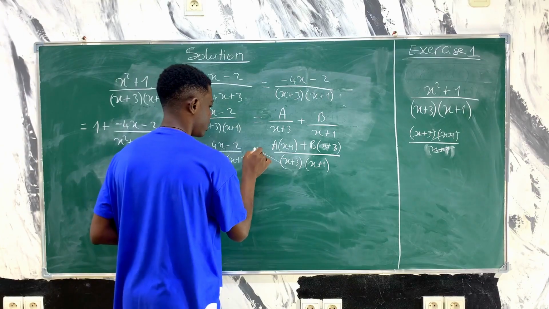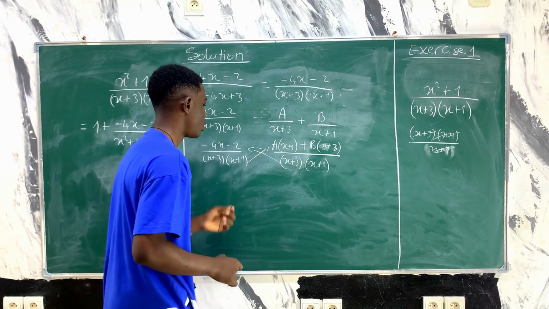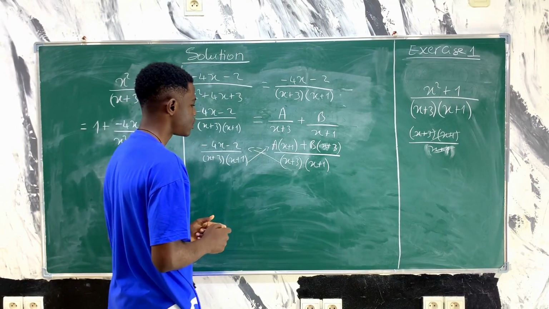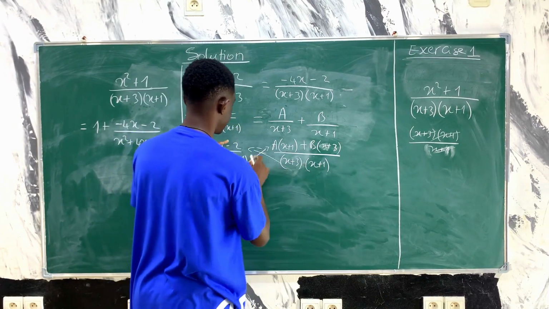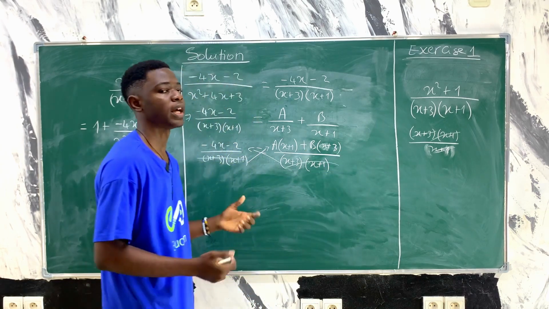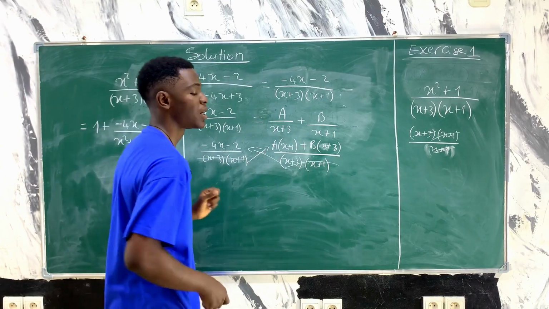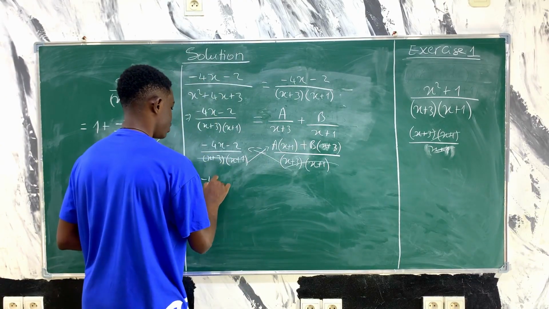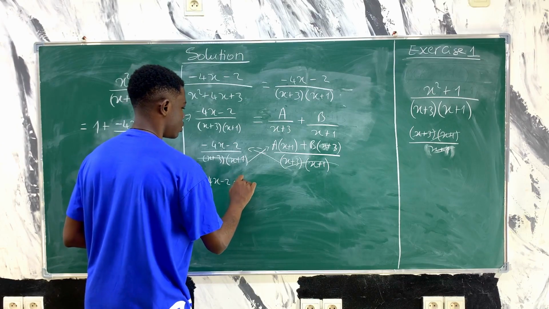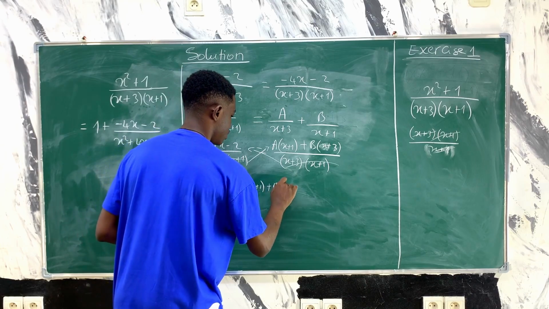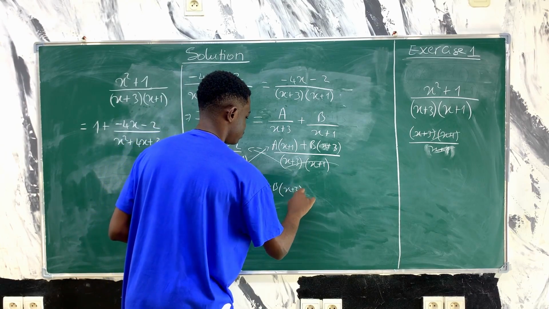We cross multiply. When we cross multiply, this is going to come here, and this is going to come here, and they are going to cancel. If I cancel this from this side and this from this side, they are the same, so they can cancel, and we'll be left just with the numerator parts of both sides. So with the numerators of both sides, you have minus 4x minus 2 is equal to A into x plus 1 plus B into x plus 3.